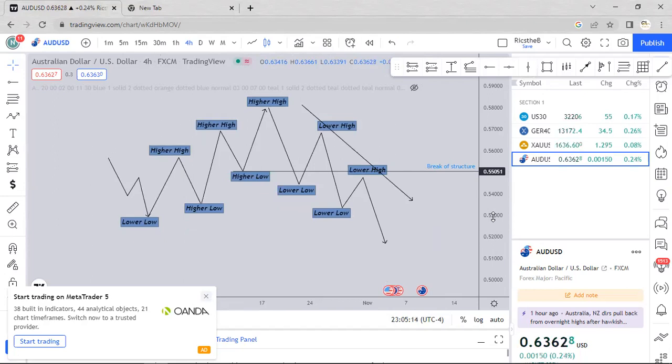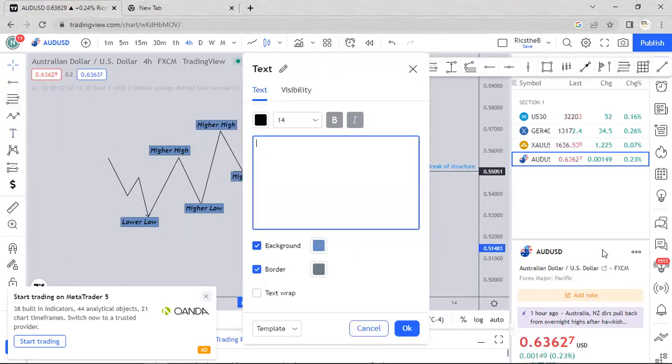Again, I'm going to put two rules in place. The first rule says we buy at higher lows. The second rule is going to say sell at lower highs.